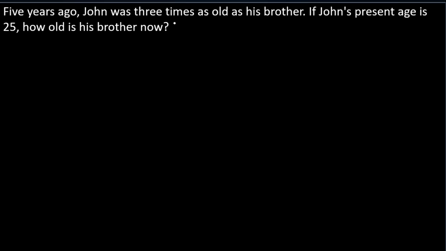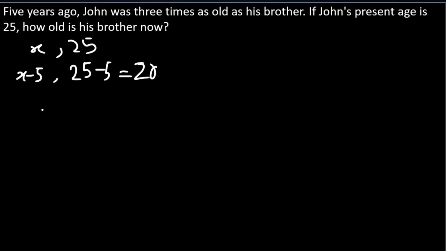5 years ago, John was 3 times as old as his brother. If John's present age is 25, how old is his brother now? Consider John's brother's age to be X, and John's present age is 25. So 5 years ago, John's brother's age was X minus 5, and John's age was 25 minus 5, which equals 20.